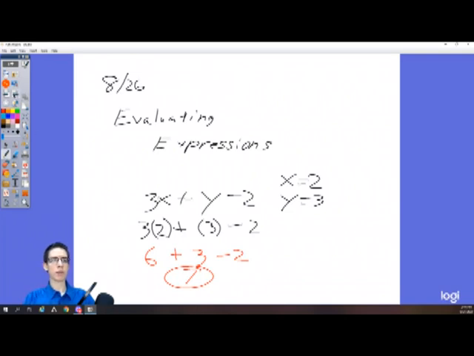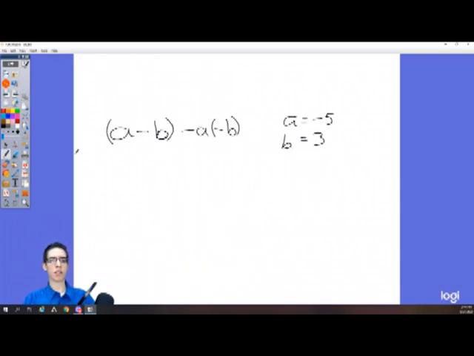So let's take this to the next step. A minus b minus a times negative b. Okay, and we've got a few things to plug in here. We've got a defined as negative 5 and b defined as positive 3. So we're going to put these in. We're going to see how this plays out. So a is negative 5. Let me go ahead and put this in.